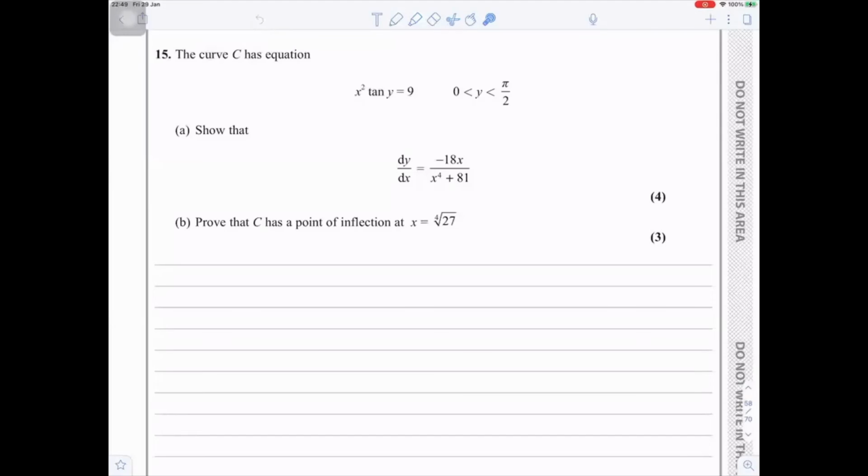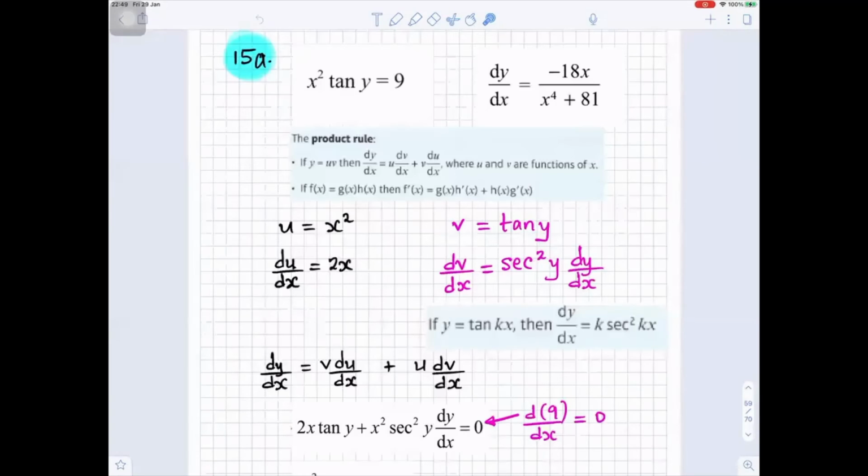Question number 15. The curve C has equation x squared tan y equals 9. Show that dy over dx equals minus 18x over x to the 4 plus 81. So I'm going to use the product rule, which says dy over dx equals u dv over dx plus v du over dx. So the first thing we do is identify u.